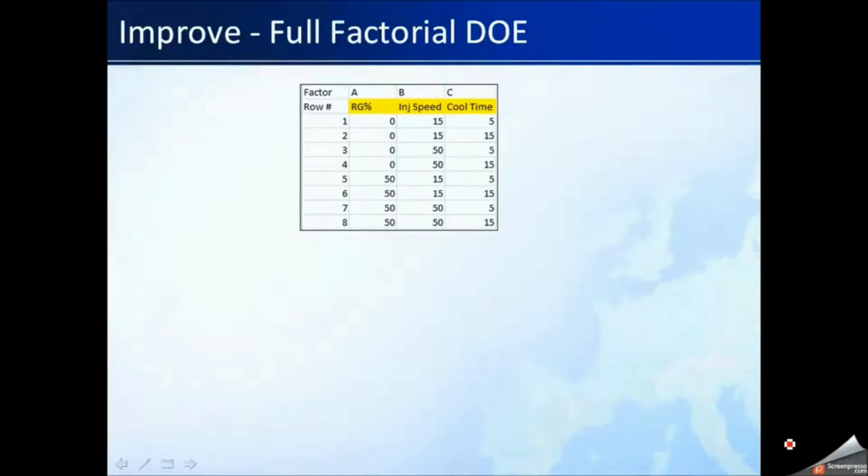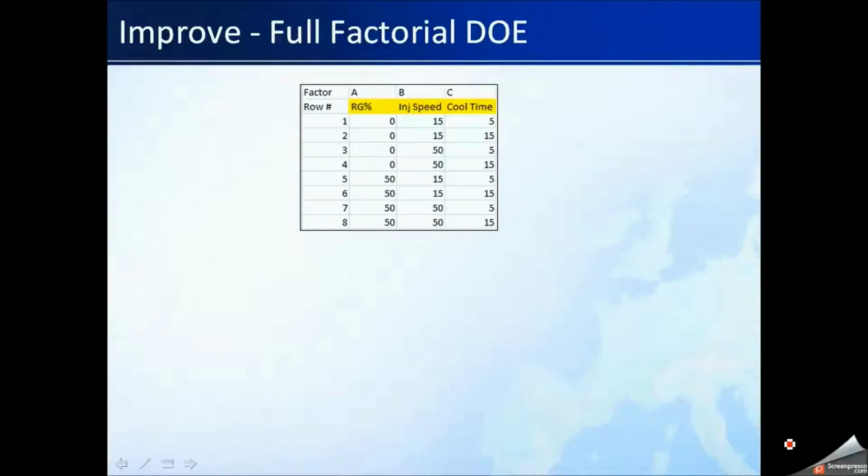Moving on, this leaves 3 variables that they haven't fixed: regrind percentage, injection speed, and cooling time. Now these are going to go into what's known as a full factorial. A full factorial allows for a mathematical model to be created on the process. So rather than just using simple graphs like we just did, we're going to use some mathematics this time, because this is a DOE that allows that, a full factorial.